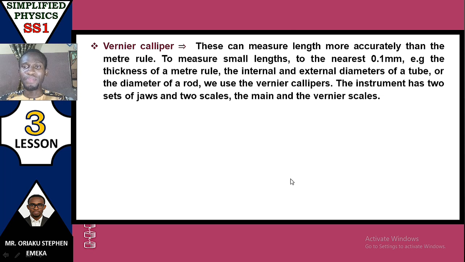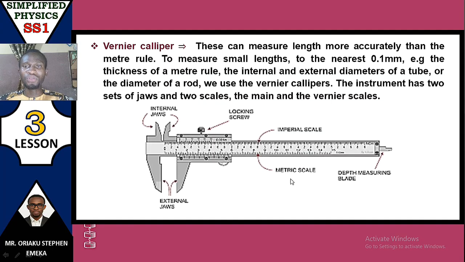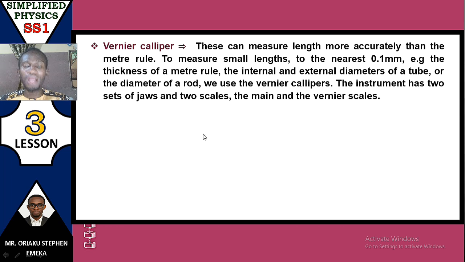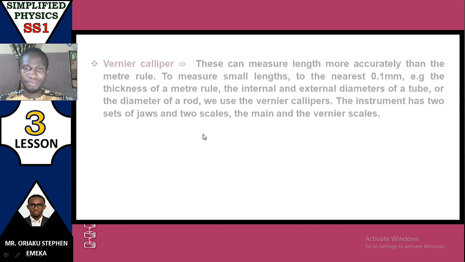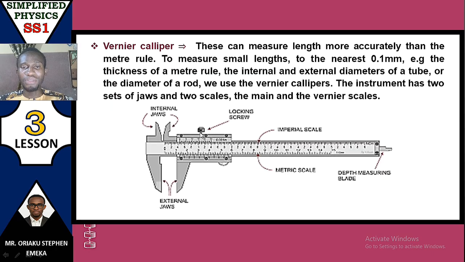The vernier caliper has a set of 2 jaws and 2 scales. Look at the picture of the vernier caliper. You can see we have the internal jaws. These internal jaws behave the same way as the internal calipers, so they are used for measuring internal diameters. We have the external jaws here, which are used for external diameter. We have the locking screw, which is used to lock the reading on the scale.